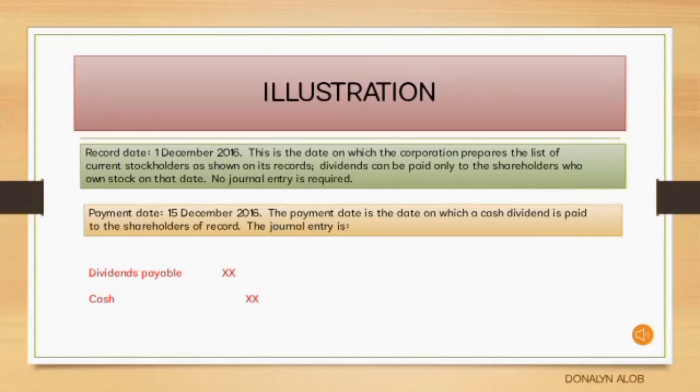Here is the list of current stockholders as shown on the record date, December 1, 2016. This is the date on which the corporation prepares the list of current stockholders as shown on its records. Dividends can be paid only to shareholders who own stock on the date. No journal entry is required. Payment date, December 15, 2016. The payment date is the date on which a cash dividend is paid to the shareholders of record. The journal entry is dividends payable and cash.